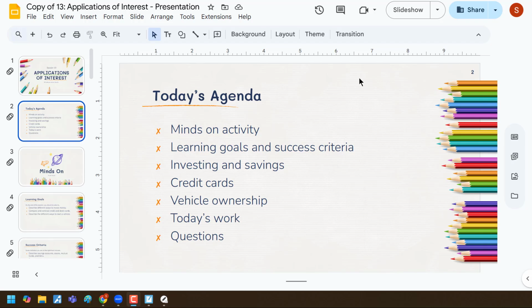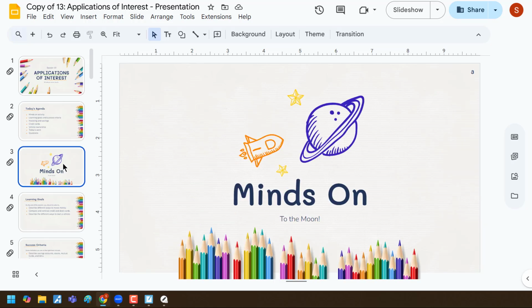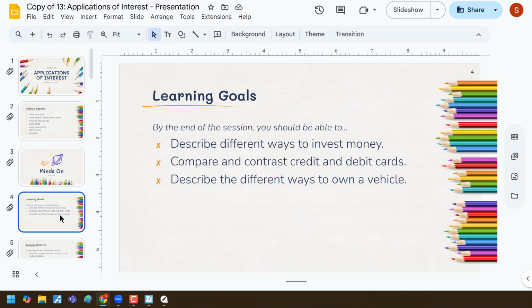All right, today's agenda: minds on activity, learning goals, investing, saving, credit cards, vehicle ownership, today's work, and questions. All right, minds on to the moon. We're going to describe different ways to invest money, compare and contrast credit and debit cards, and then describe the different ways to own a vehicle.